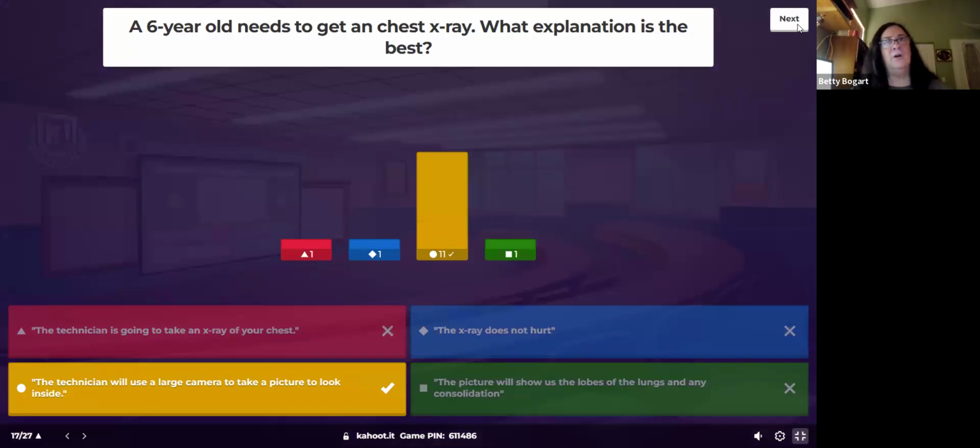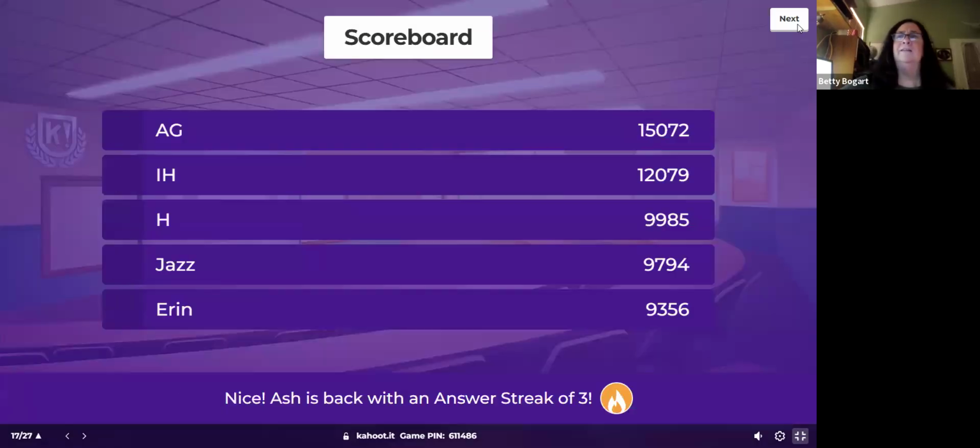So again, 6-year old, it's more getting on their developmental level. It's a big picture. We're going to look inside of you. Is it not going to hurt? They're not going to listen to that. An X-ray they don't understand. And I think the fourth one there, even adolescents are going to, show you lungs of any consolidation. They're going to say, what does that mean, right?